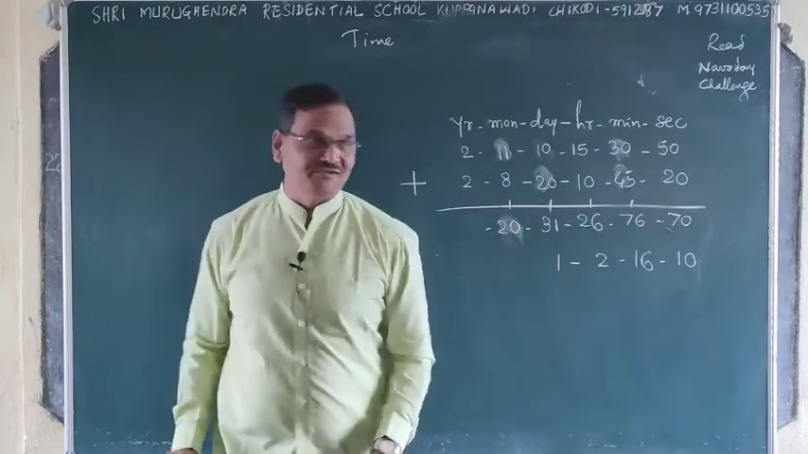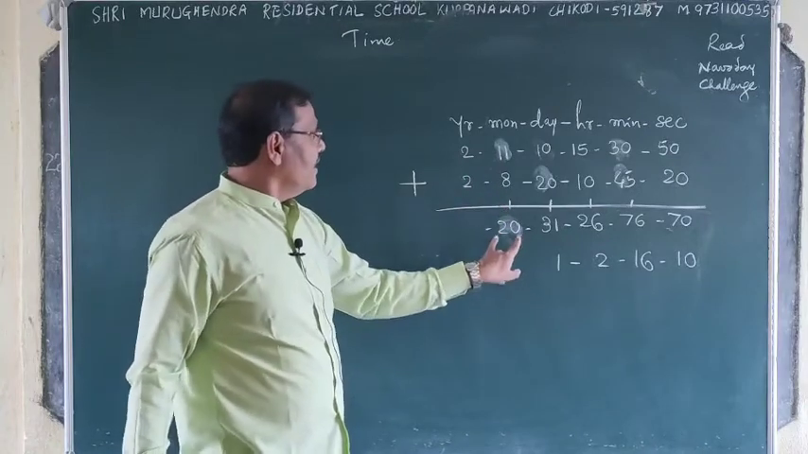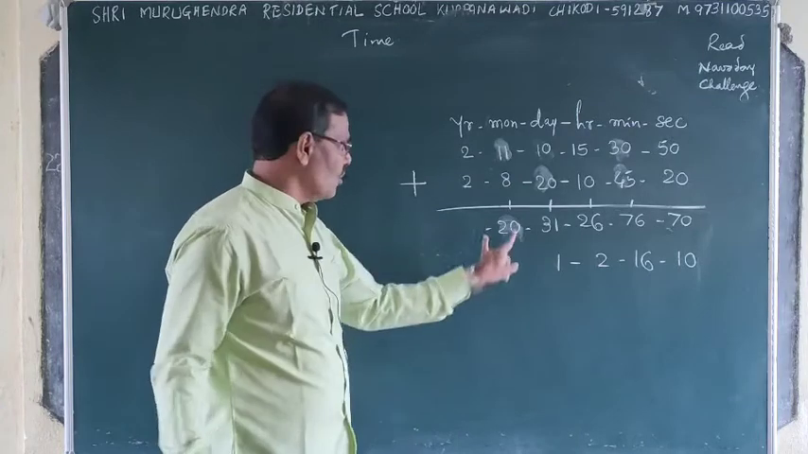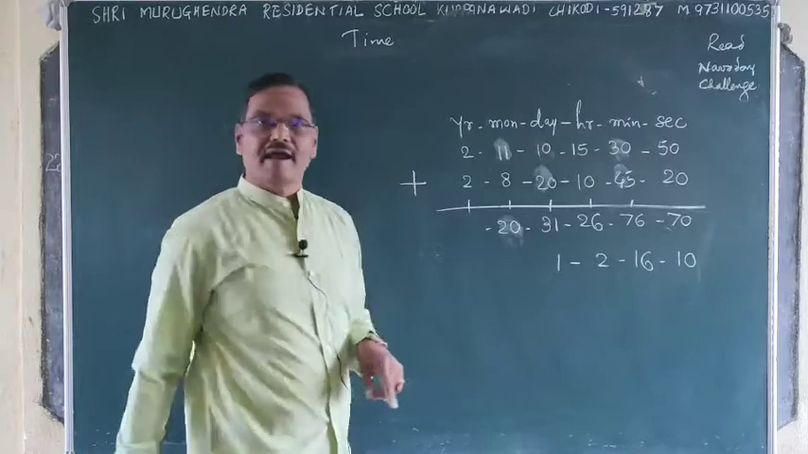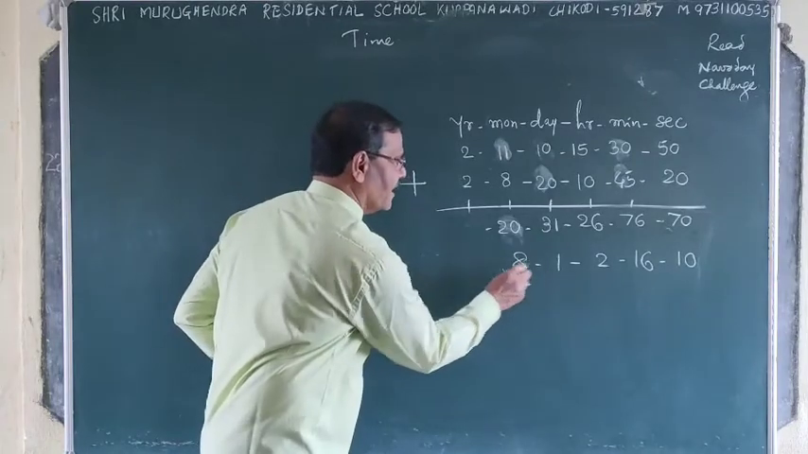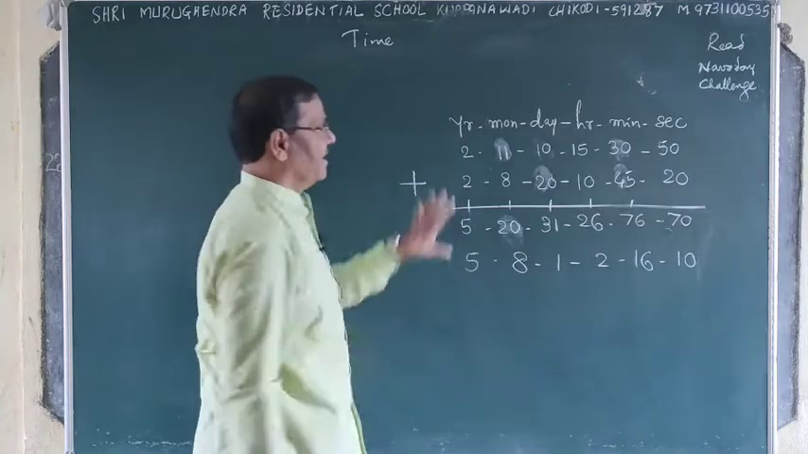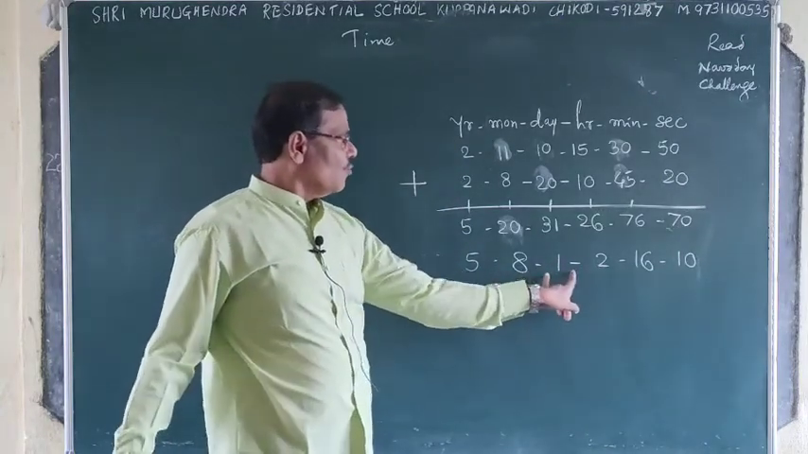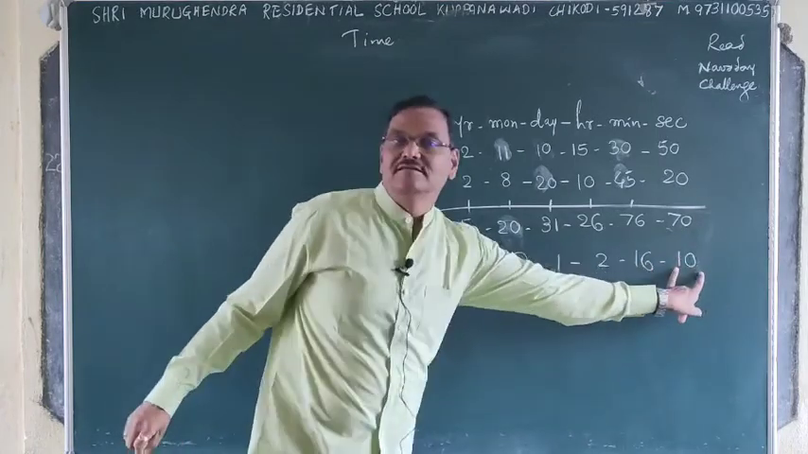11 plus 8, 19, plus 1, 20 months. No, 12 months make 1 year, and 8 remained here. This is 5. And the addition of this is 6 years, 8 months, 1 day, 2 hours, 16 minutes, 10 seconds.